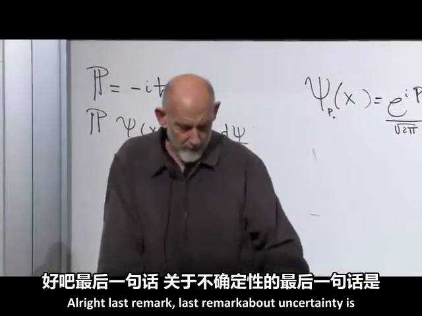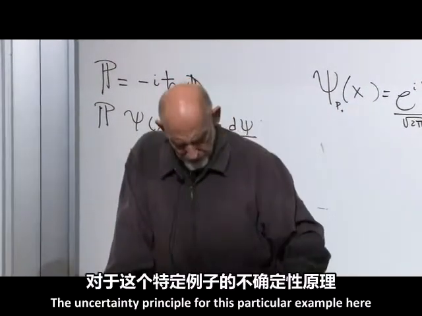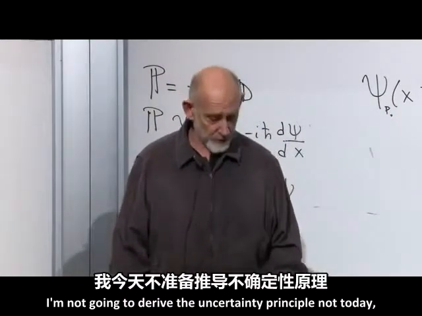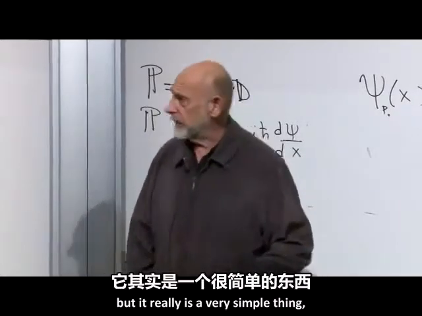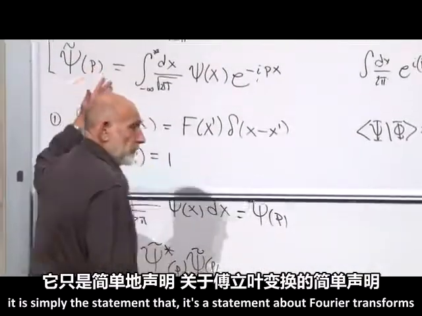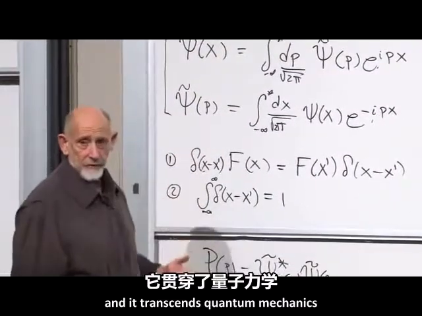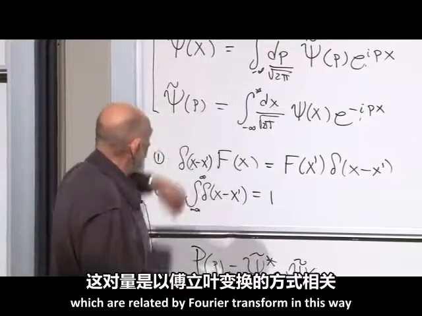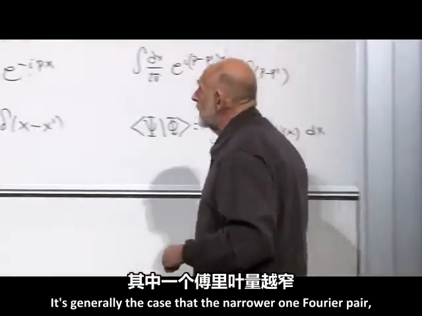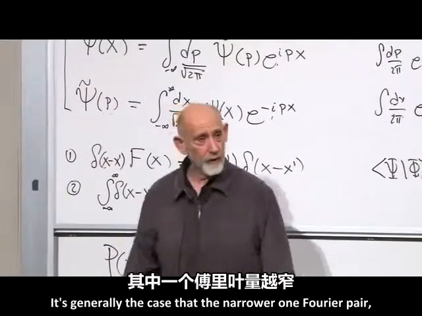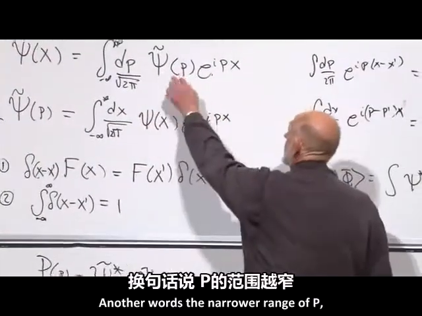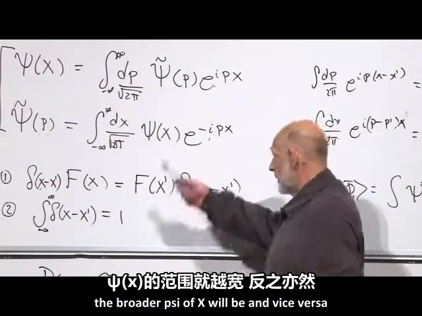All right, last remark about uncertainty is the uncertainty principle. For this particular example here, I'm not going to derive the uncertainty principle, not today, we may get to it, but it really is a very simple thing. It is simply a statement about Fourier transforms, first of all, and it transcends quantum mechanics. It's not only quantum mechanics. Anytime you have a pair of quantities which are related by Fourier transform in this way, it's generally the case that the narrower one half of the Fourier pair is, the broader the other one is. In other words, the narrower the range of p, the broader psi of x will be, and vice versa.